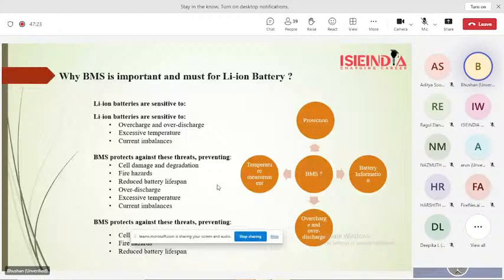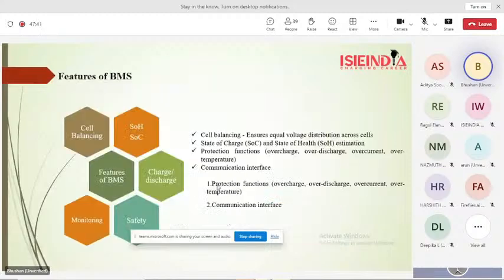So that's why the most important thing is a battery management system for lithium ion batteries. And not only in lithium ion batteries, we can use it in any other battery, because it's very important for safer operation and optimization of the battery. And the features of the battery management system, as I said before, are that we need to monitor the cell balancing, we need to monitor the state of charge, and protection functions like overcharge, over discharge, over current and over temperature, and communication interface.